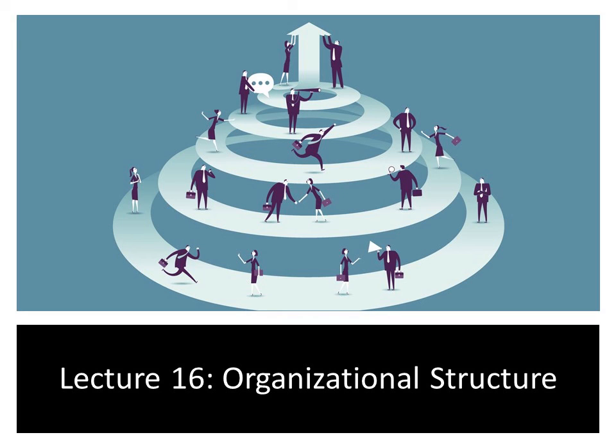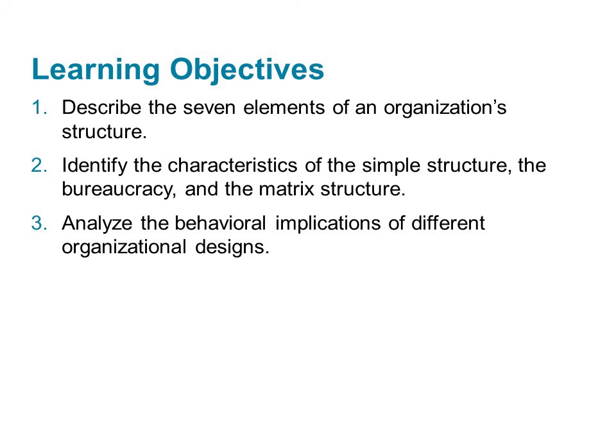This lecture is focused on the structure of organizations and how that structure impacts organizational behavior at the individual, group, and organizational levels. At the end of this week, you should be able to describe the 7 elements of an organization's structure, identify the characteristics of 3 different types of structures: simple, the bureaucracy, and the matrix structures. And finally, you should be able to analyze how different organizational designs impact behavior.